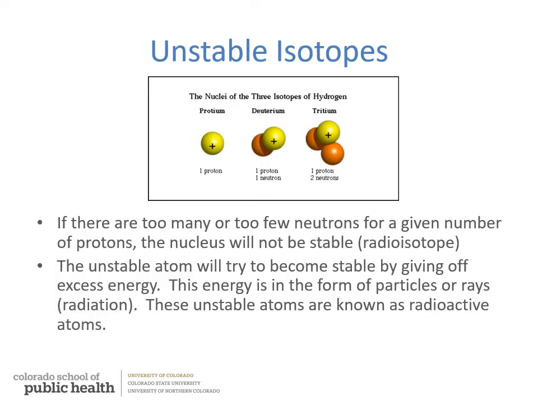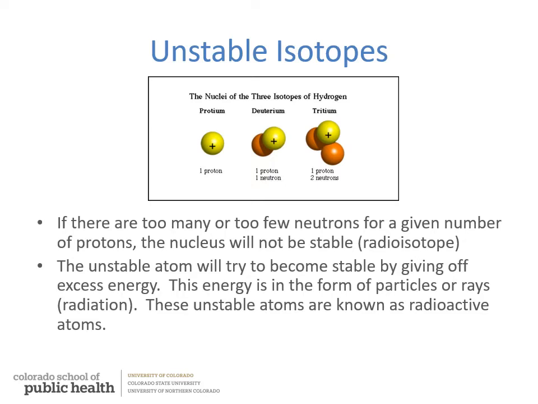Now, unstable isotopes exist because they've got, for example, one proton and two neutrons, what's known as tritium, which is one of the three isotopes of hydrogen. The other two are deuterium and protium. Now, protium, hydrogen, is the simplest atom. It's just one proton and one electron.